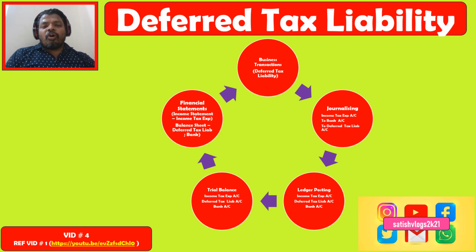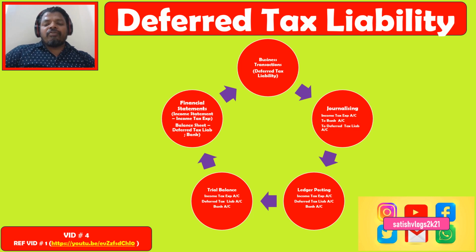Okay. So how many accounts were being created or the entries were posted? There are primarily three accounts. What are those? Income tax expense account, deferred tax liability account, bank account. So all these three accounts, I am supposed to create the ledger accounts as part of my third phase, and the entries are supposed to be posted accordingly. Okay, hope this is clear.